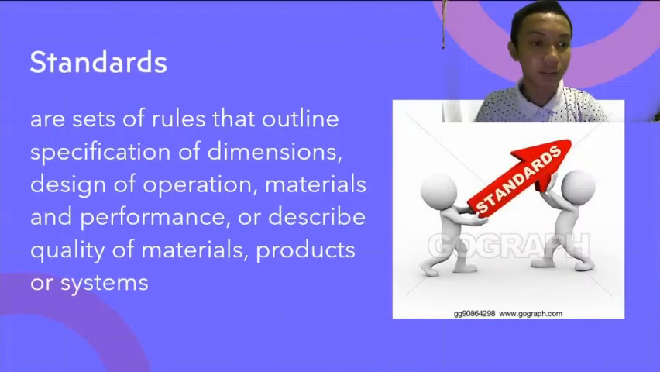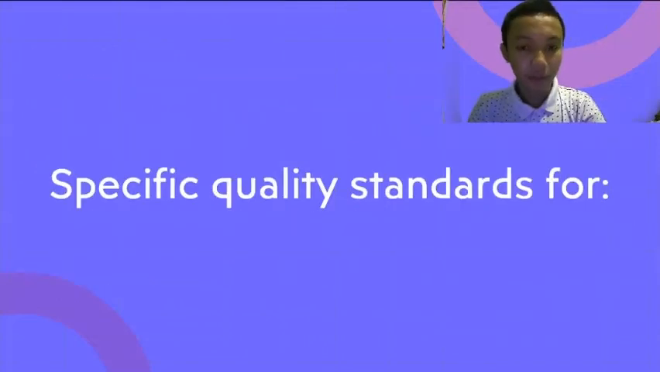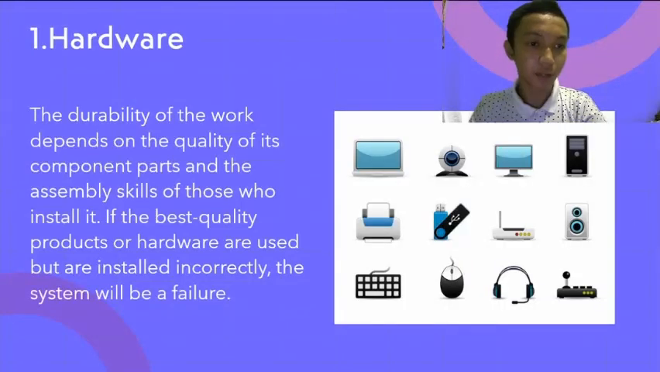Standards. Standards are a set of rules that outline specifications of dimension, design of operation, material and performance, or describe a quality of materials, products, or system. Specific quality standards for number 1, hardware. The durability of work depends on the quality of its component parts and the assembly skills of those who install it. If the best quality products or hardware are used but are installed incorrectly, a system will fail.